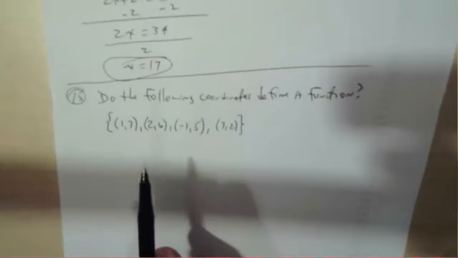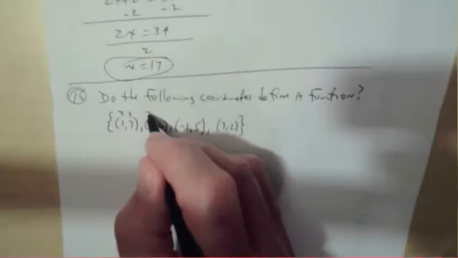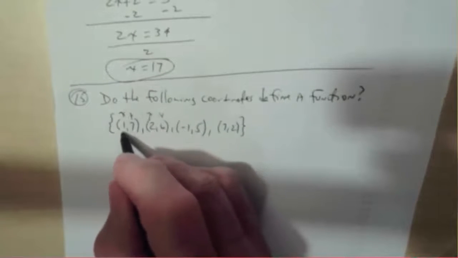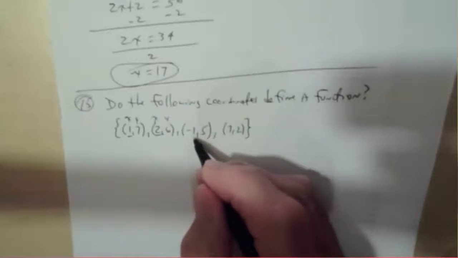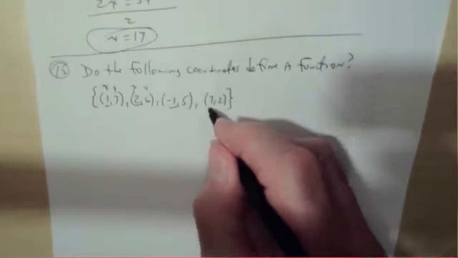Really, the only thing you have to do here is look at the x's. Remember, x, y, they're always in this form. Look at the x's. Do they repeat? 1, 2, -1 is not 1. They're different numbers, of course. And 7.